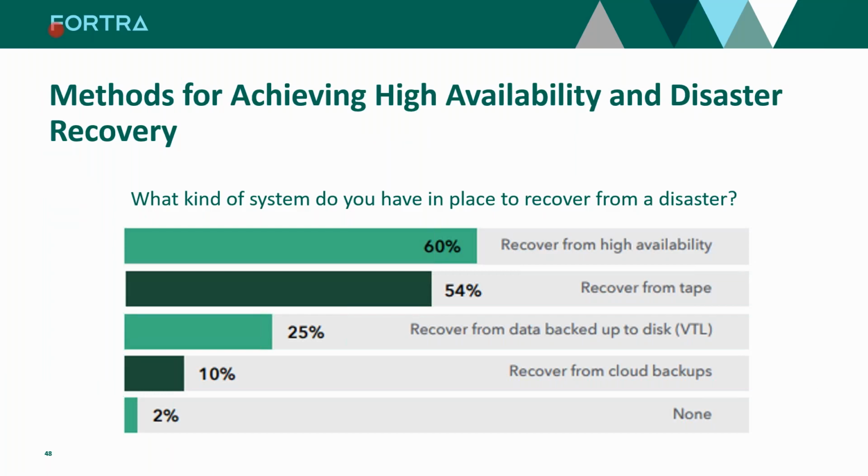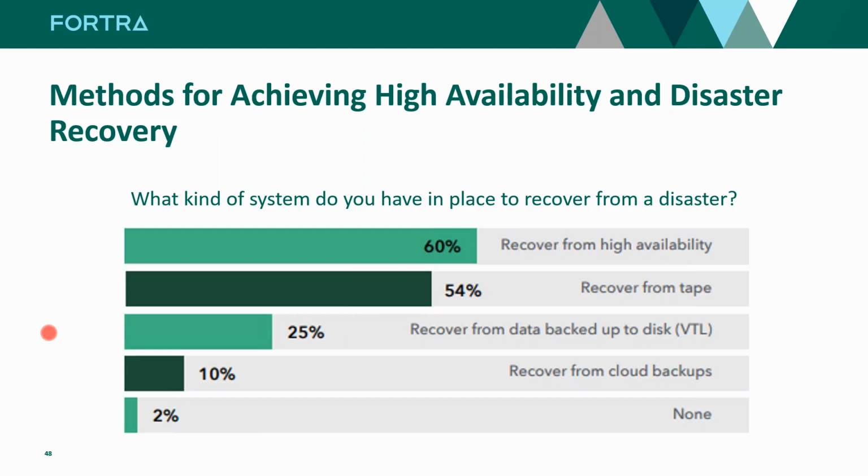So this is another of the questions, and this is why we got into the world of HA. If you can see, if customers need to recover from a disaster, 60% recover from high availability, and still 54% recover from tape. So that's not HA, that's DR, that's disaster recovery. HA, high availability, means that you can recover with a minimum RTO and RPO, a minimum recovery point objective and a minimum recovery time objective. While if you need to recover from tape, you need to go and get the tape from the tape vault and then restore, and that takes a lot of time.